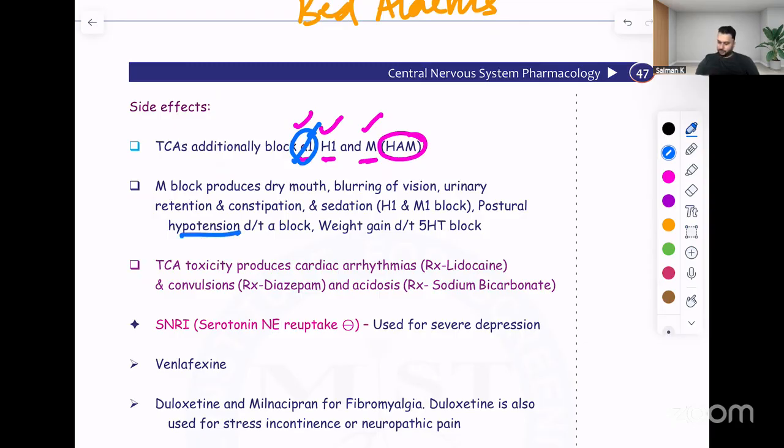Next, if you block muscarinic, the opposite of the dumbbells mnemonic: dry mouth, blurred vision, etc., all these things will happen. So, simply put, you need to know the side effects when it comes to the TCA, tricyclic antidepressants.